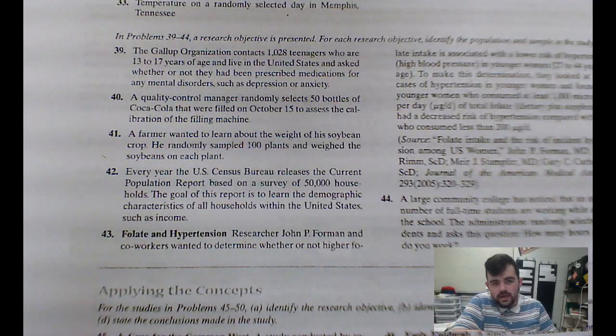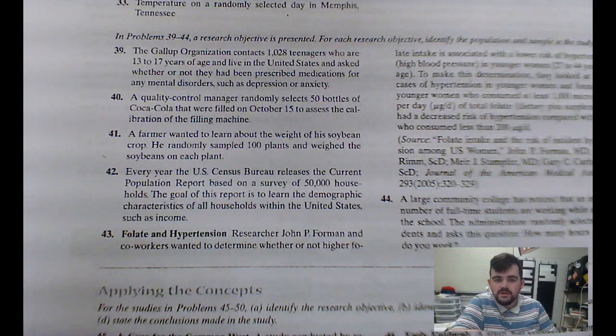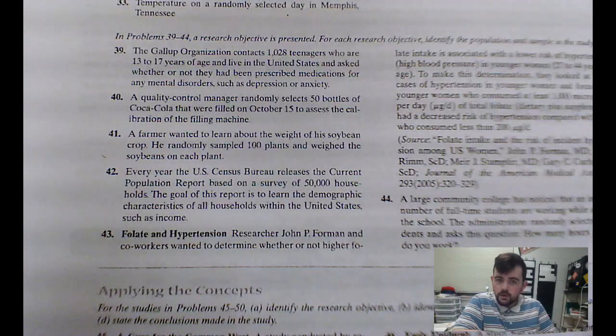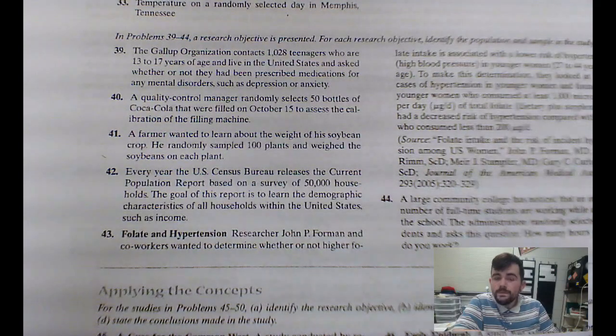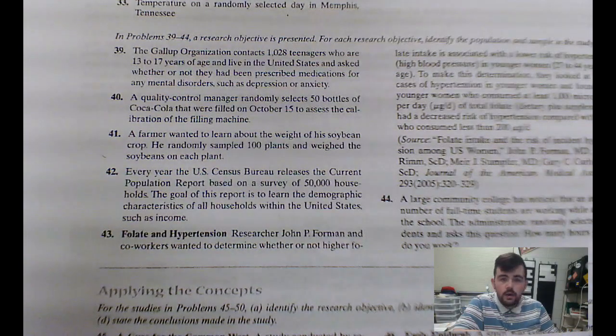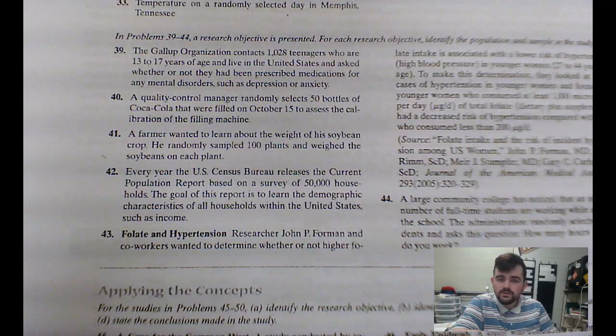Number 40, a quality control manager randomly selects 50 bottles of Coca-Cola that were filled on October 15th to assess the calibration of the filling machine. The population here would be all Coca-Cola bottles that were filled on October 15th. The sample would be those 50 bottles that the quality control manager opened to check the calibration. Again, the population is all Coca-Cola bottles filled on October 15th, and the sample is the 50 bottles that the quality control manager took.